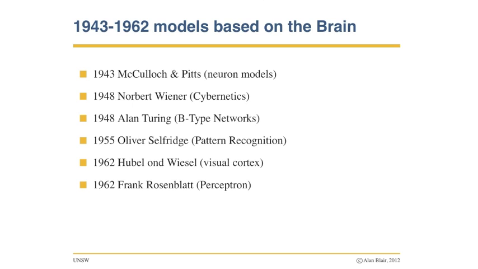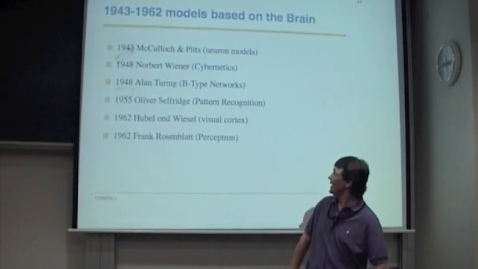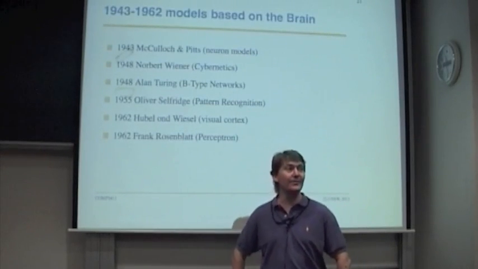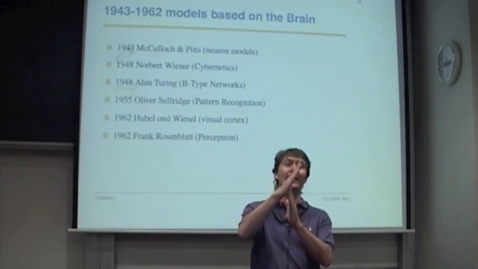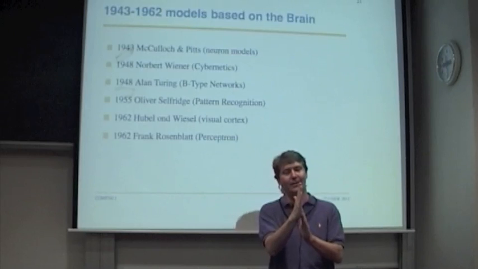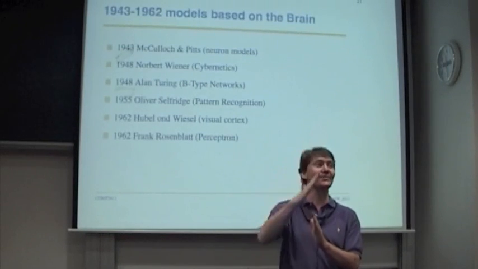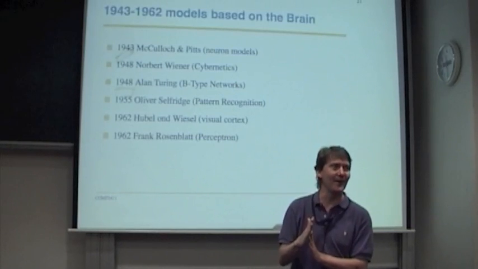In the 50s, people like Selfridge were working on pattern recognition. Hubel and Wiesel looked at the vision system, the visual cortex. They figured out that there are certain neurons in the primary visual cortex which respond to lines in a particular direction.